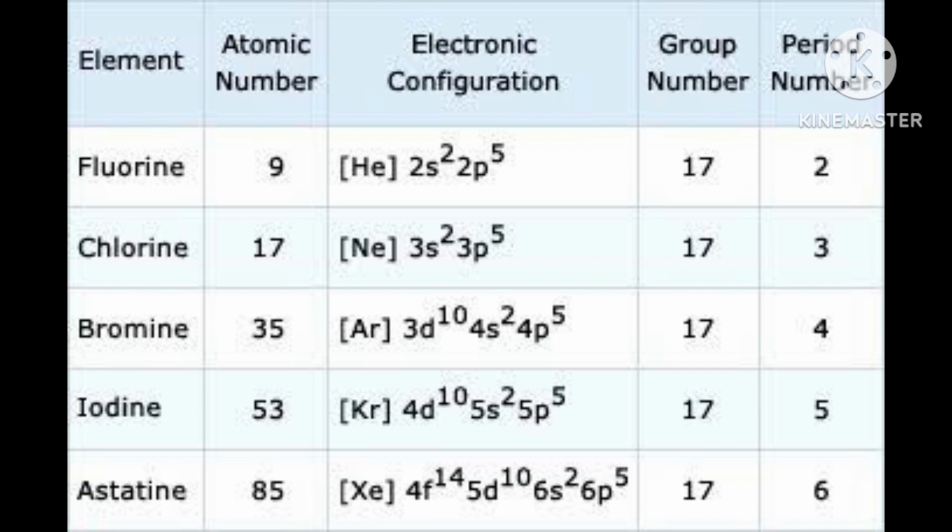Boiling point of fluorine is 84.9. Chlorine is 239.9, more, and bromine is further more, 332.5, and iodine is 458.2. Astatine is not known.